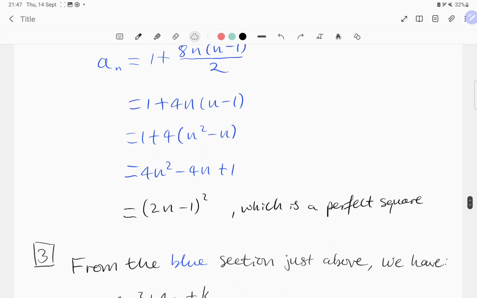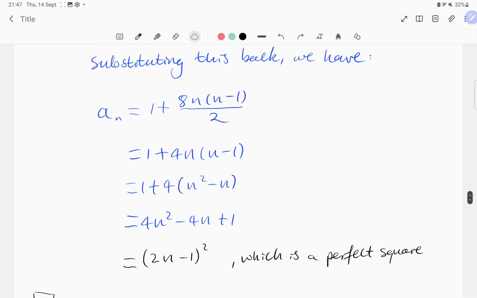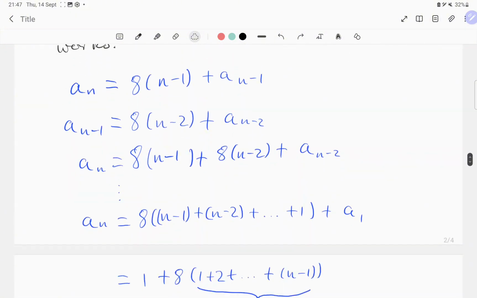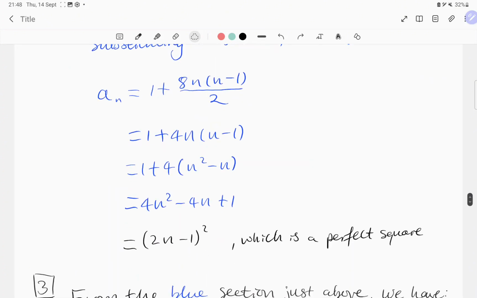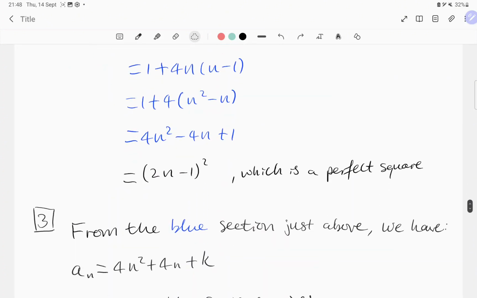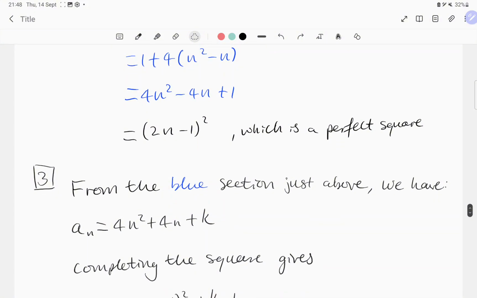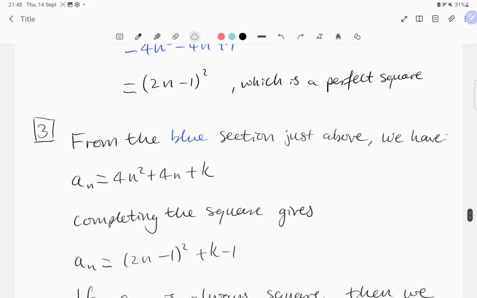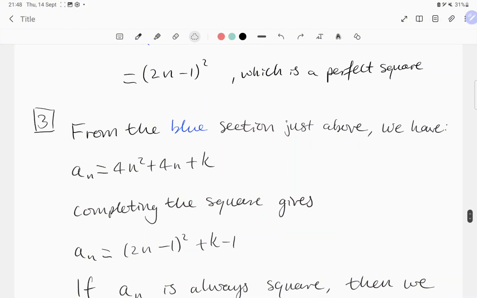Now let's look at the third solution. From the blue section just above, which is all of this stuff, we have an equals 4n squared minus 4n plus k for any generic k. If we complete the square on this, we get (2n minus 1) all squared plus k minus 1.